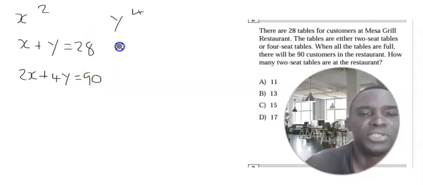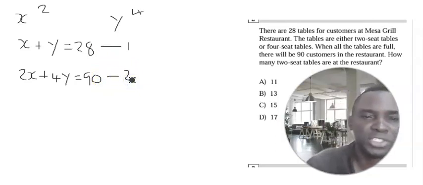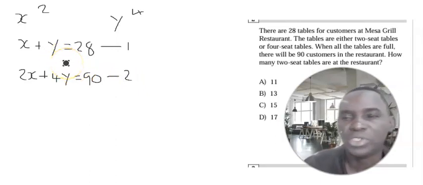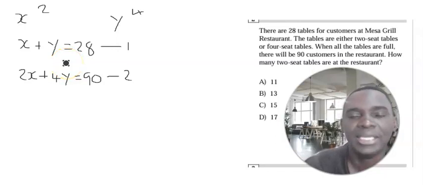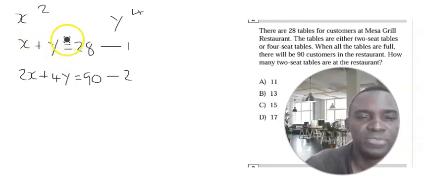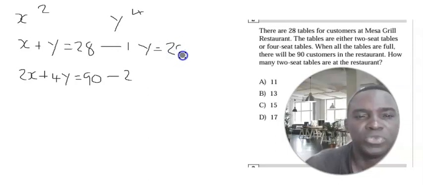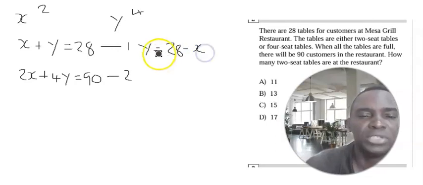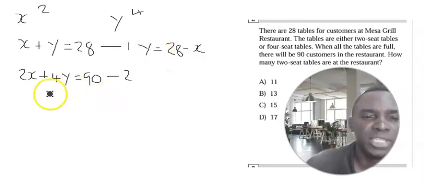All right, so if we call the first one equation 1, and of course we call this equation 2, you see that these are a pair of simultaneous equations. Remember the question is asking how many two-seat tables are at the restaurant. So we are going to solve for x, the two-seat variable. To do that, we make y the subject of the formula. So y is equal to 28 minus x. Do you understand that? I'm going to substitute the value of this y into my second equation.